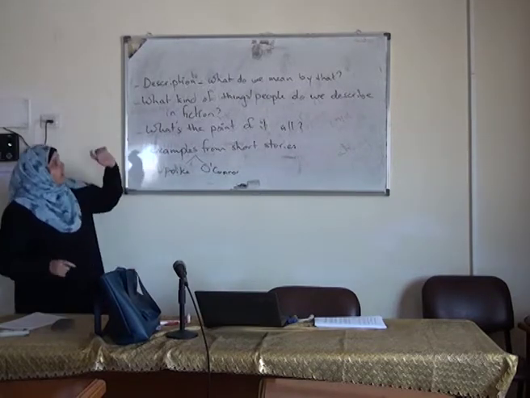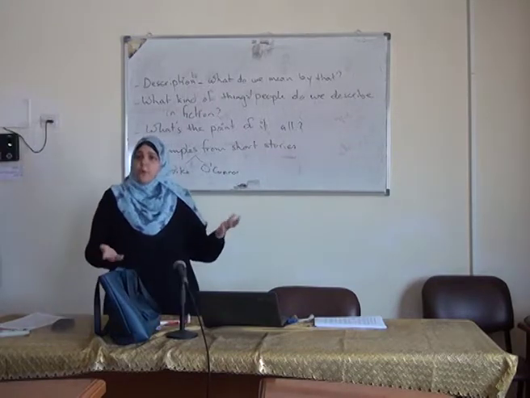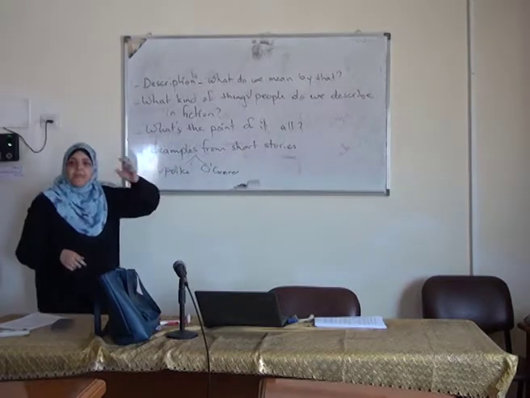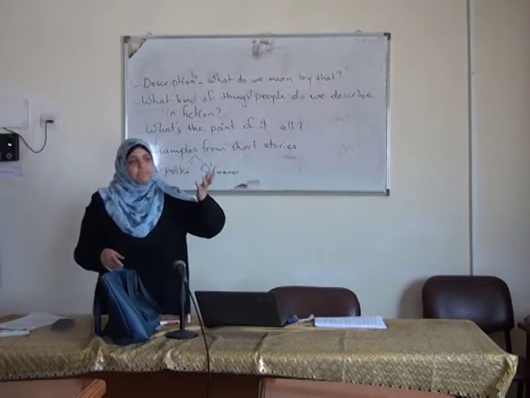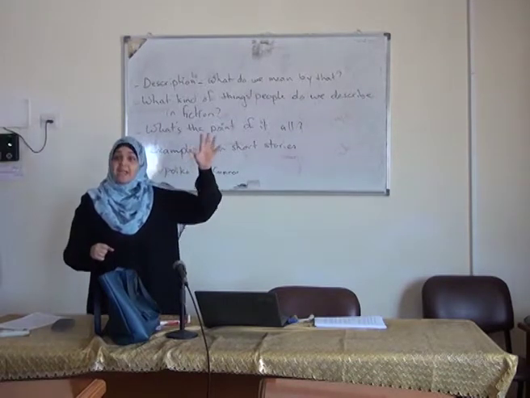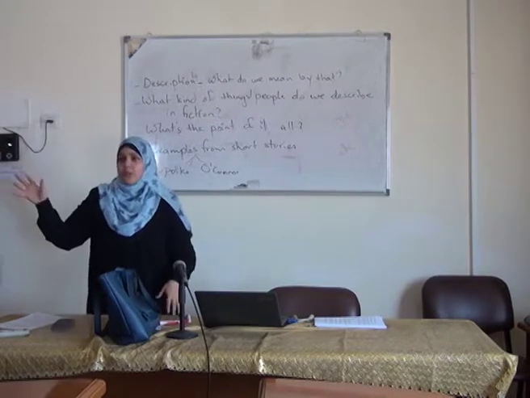So the first question, I'd like you to think of description in general. What do we mean by description? What is it that we describe when we write stories? The second one, what kind of things or people do we describe? Do we describe people? Do we describe the heroes, the protagonists, the antagonists? Do we describe inanimate things, a table, a wall, a book?